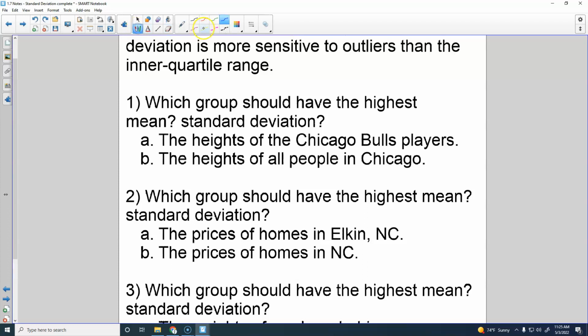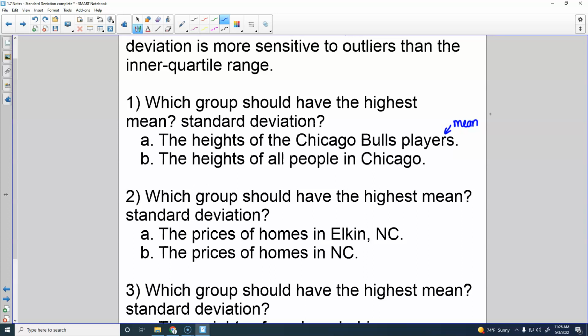Okay? A, because we would assume that the Chicago Bulls players are going to be taller than just the average person in Chicago, right? Because the average person in Chicago includes all kinds of people. The people in Chicago are not exceptionally tall or anything. There are probably some really tall people, some really short people, but average, right? But the Chicago Bulls players, we would expect them to be taller, because typically professional basketball players are taller than average people, okay? Now, which group would have the highest standard deviation?